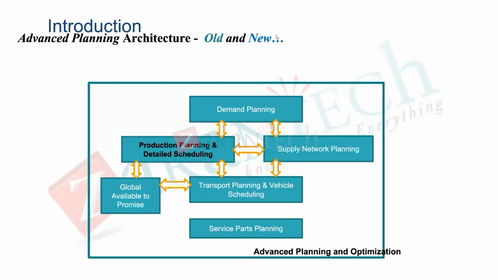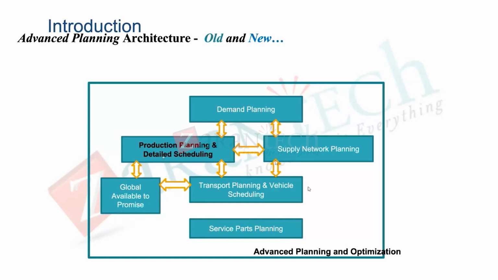So this is the APO model, APO, advanced planning and optimization. That box comes with multiple modules in itself, correct? There is the demand planning module, to do the demand planning. There is the supply network planning module. Then there is the PPDS module, production planning and detailed scheduling. There is GATP also. There is the TPVS module, transport planning and vehicle scheduling. I don't know if you have seen this. And there is SPP as well, service parts planning.